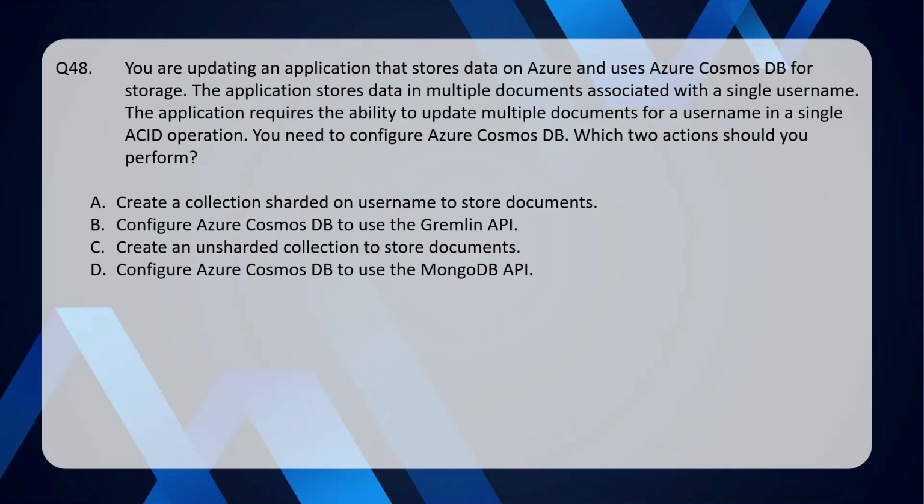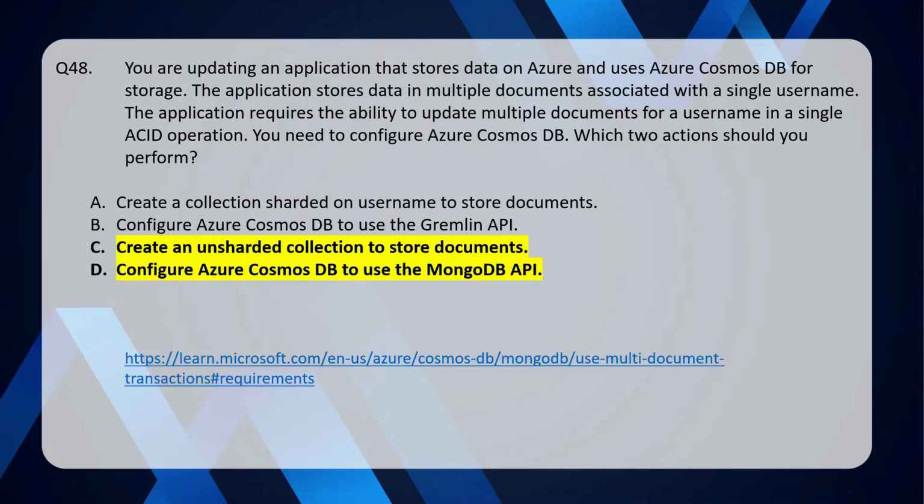Now, folks, to update multiple documents for a username in a single ACID operation in Azure Cosmos DB, you need to ensure that the documents are stored in the same logical partition. To do this, you should create an unsharded collection to store documents. This will ensure that all documents are stored in the same logical partition, and you should then configure Azure Cosmos DB to use the MongoDB API. The MongoDB API supports multi-document ACID transactions, which allow you to update multiple documents in a single atomic operation.